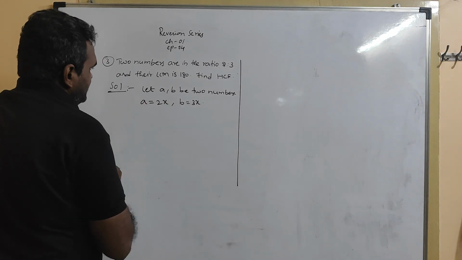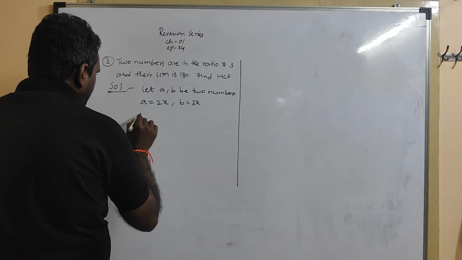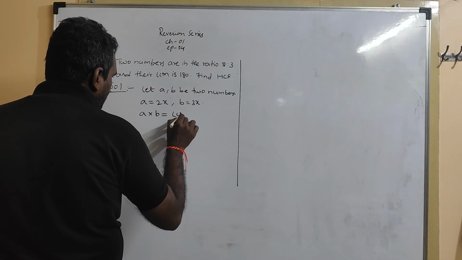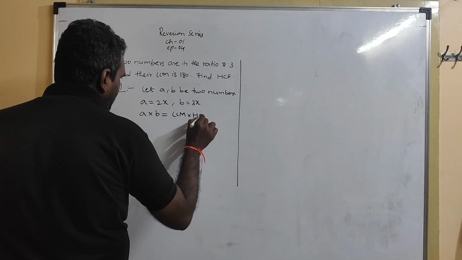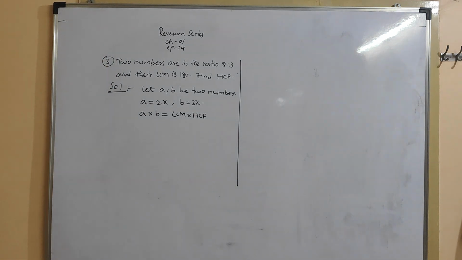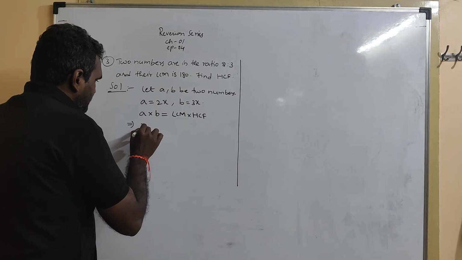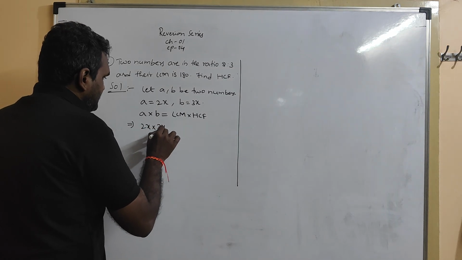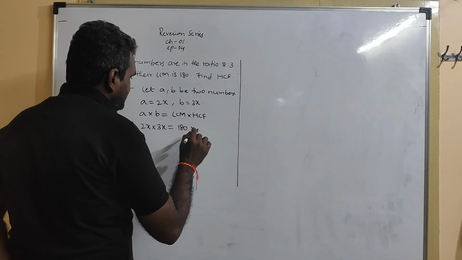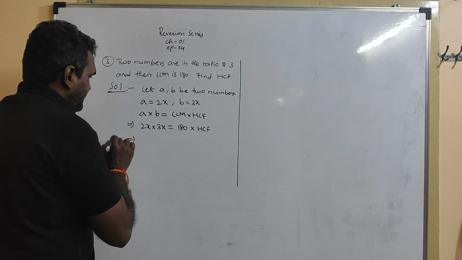LCM is given. How much is it given? 180. Okay. Now see, A into B, product of 2 numbers, is equal to LCM into HCF. This we know, right? Product of 2 numbers is equal to LCM into HCF. Substitute here, what we will get? 2x into 3x is equal to LCM is 180 into HCF, we don't know. Write it as HCF only. We have to find HCF, right?